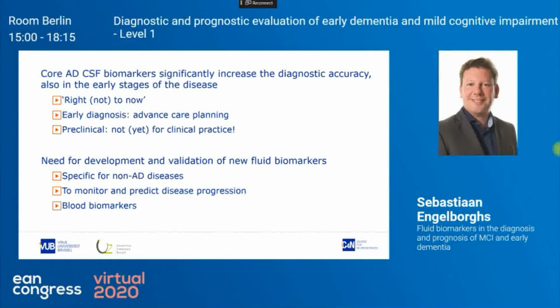We need to develop and validate new fluid biomarkers that are specific for non-AD diseases in order to increase the differential diagnostic accuracy. We also need better and other markers to monitor and even predict disease progression, as the current markers that correlate with disease progression in Alzheimer's disease are not specific for Alzheimer's disease. And we need to validate biomarkers in blood, as blood has the advantage that it is less invasive. Blood sampling is less invasive than a lumbar puncture, of course.